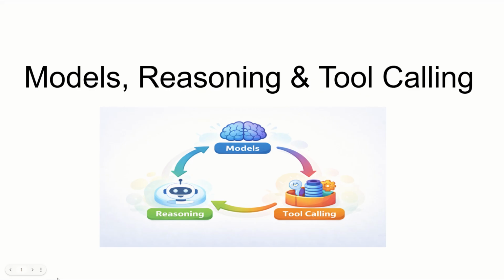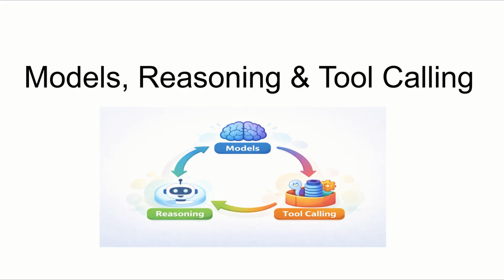In this series of AgentKit, we will be talking about models, reasoning and tool calling. In this video, we are going to talk about something that looks simple on the surface but actually changes how you design AI systems completely. And that is the relationship between models, reasoning and tool calling.